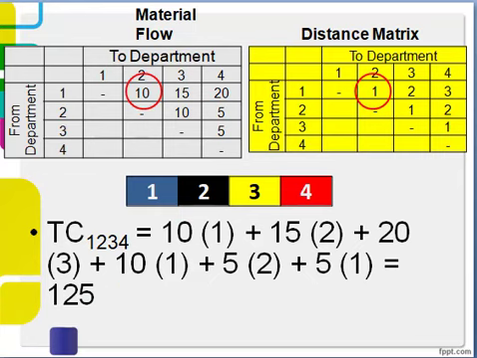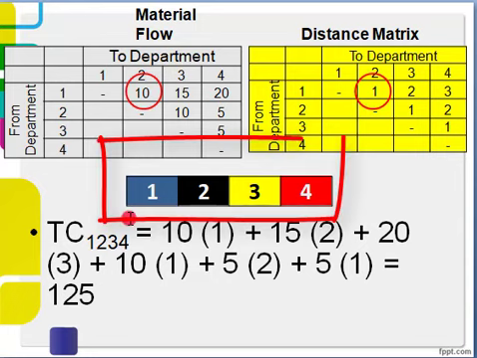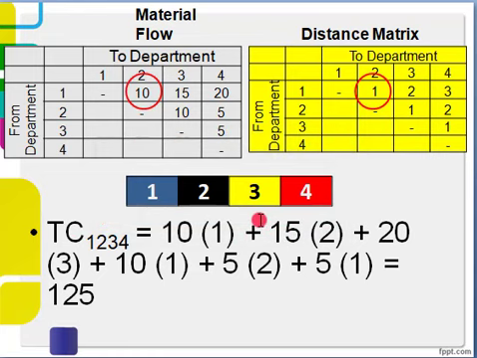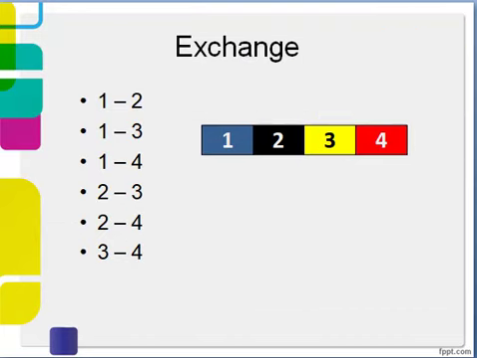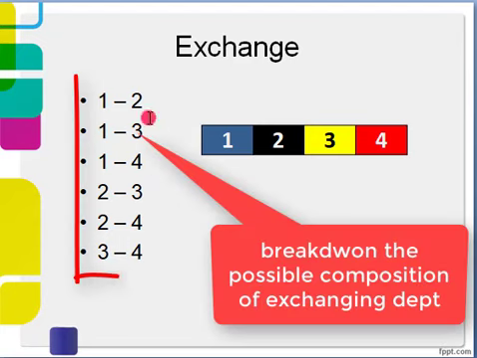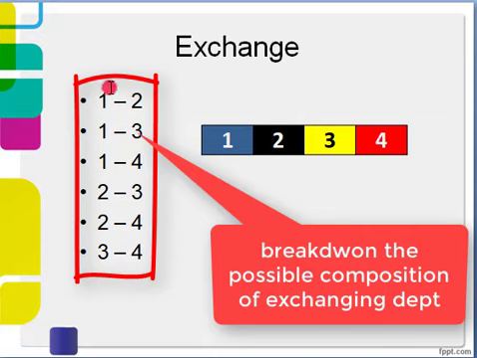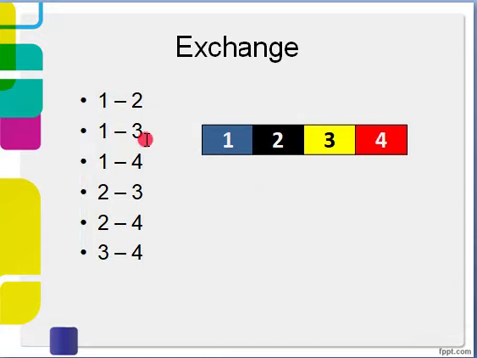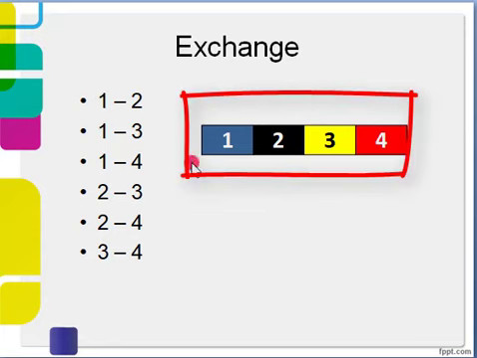The pairwise exchange method simply states that for each iteration, all possible exchanges in the location of department pairs are evaluated, and the pair that results in the largest reduction in the total cost is selected. Now we have many exchange combinations. We can change the position of departments like this: 1 exchanged with 2, 1 with 3, 1 with 4, 2 with 3, 2 with 4, and 3 with 4. So we are going to exchange in this first initial layout.